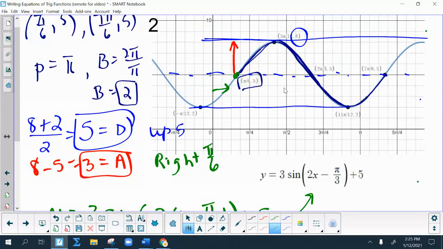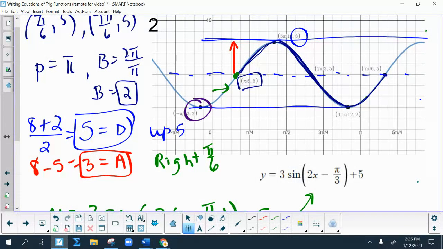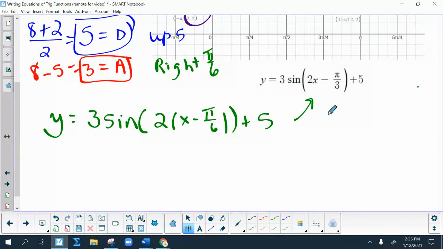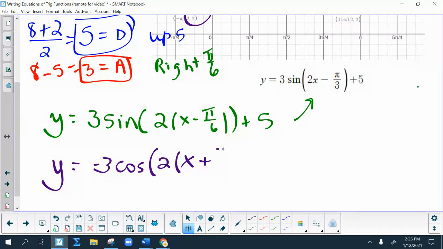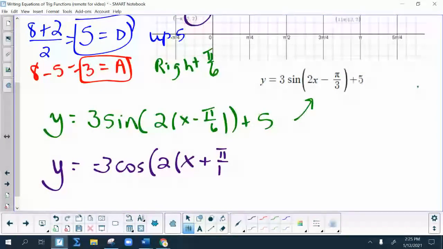Now, if you had wanted, you could have done this as a cosine graph and started at that point. This would have been an upside down cosine, so a negative cosine. So what would change is it'd be a negative 3 instead of positive. The b stays the same. And notice that we went to the left. That's a pi over 12 actually there. But otherwise, nothing else changed. So you would just write it just like that.